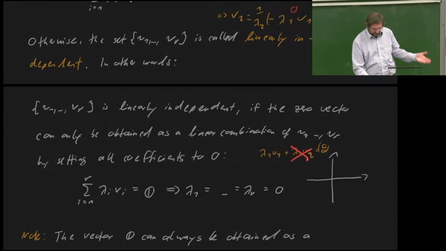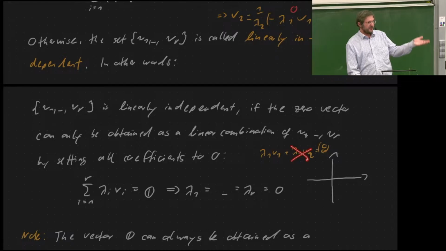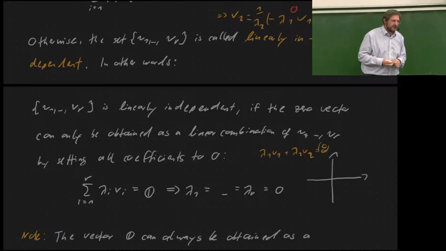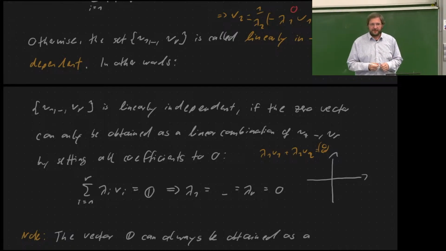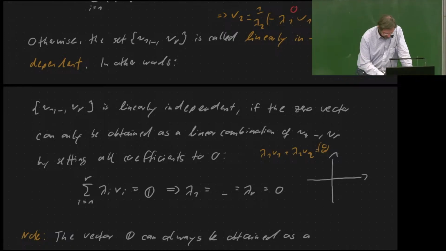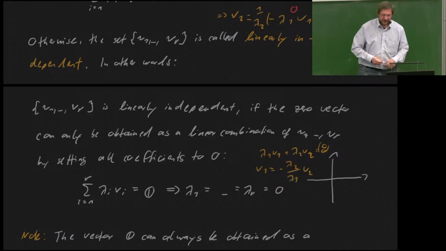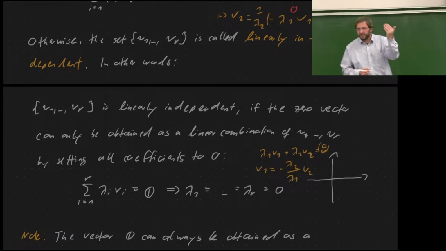Then I have lambda 1 v1 equals 0. Well, either v1 is 0 itself, because that might be the case, or lambda 1 would have to be 0 as well. So let's exclude the case that one of those vectors might be the 0 vector. If they're both non-zero, then none of the lambdas can be 0. And then that means I can solve for any of these. For example, for v1. And then this is minus lambda 2 over lambda 1 v2. So in other words, v1 is a scalar multiple of v2.